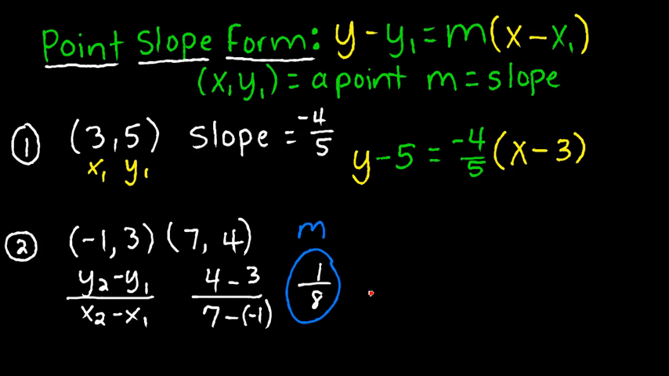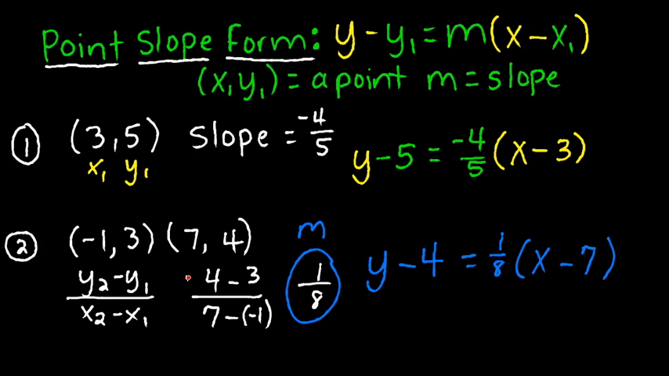And at this point, I can go ahead and write it. I'm going to fill in the x and y values in a second. Let's do 1/8 times x minus a number. Now, the values that go here can be from either point. You pick. I'm going to go ahead and pick the 7 and the 4 because that looks easier. It's going to be x minus 7 and y minus 4.